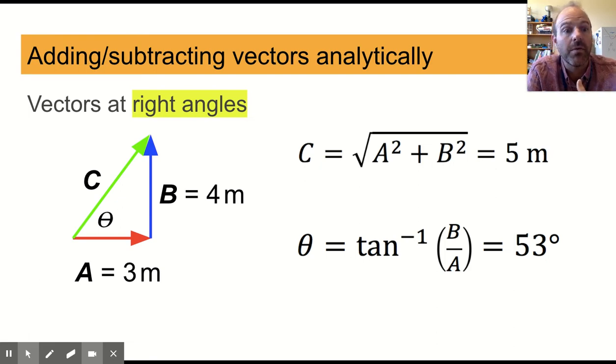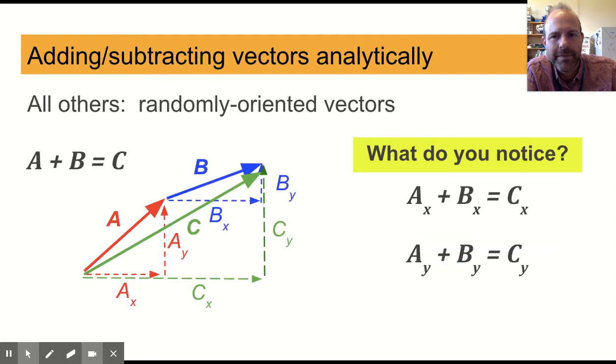These add up and form a nice right triangle. We can find the hypotenuse of that triangle, or the resultant C, using the Pythagorean theorem, and then we can find the angle using the inverse tangent. Again, Mr. Graham's favorite triangle, the 3, 4, 5. If the vectors are not at right angles to each other, we have to take an extra step.